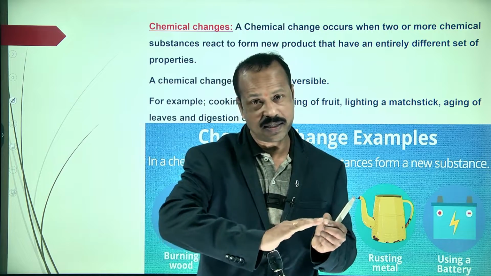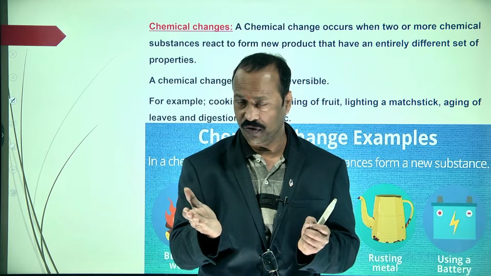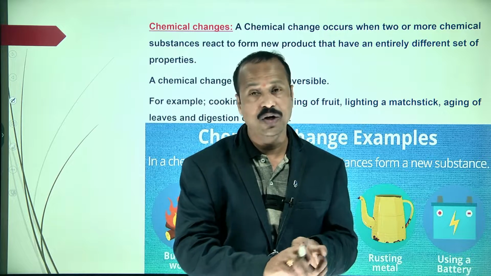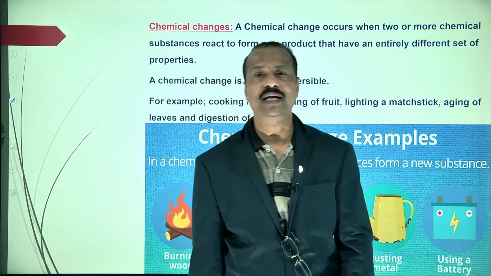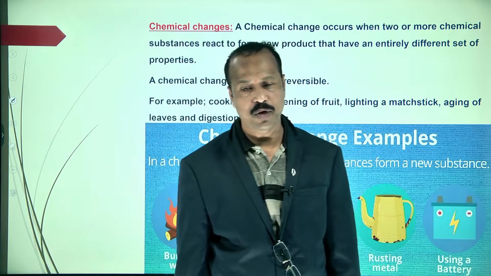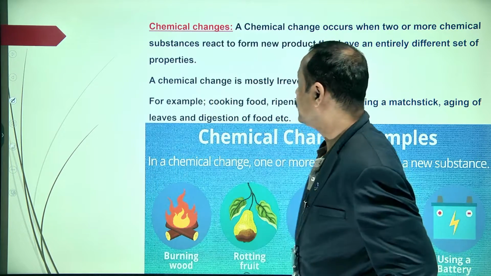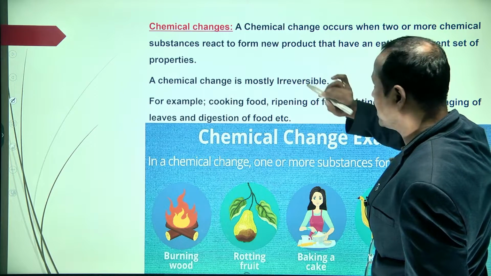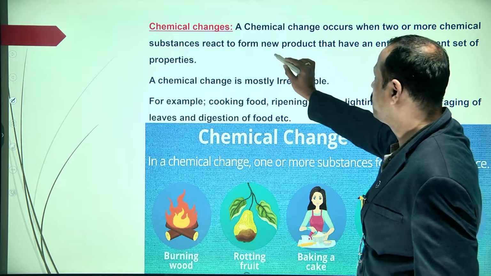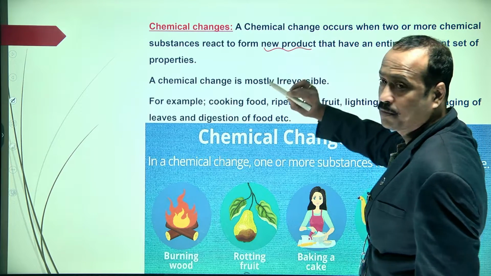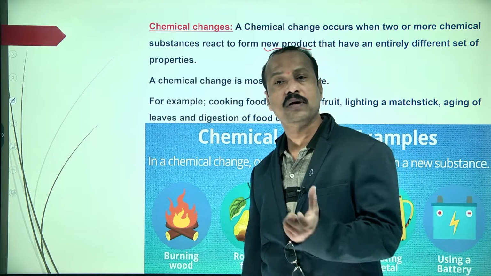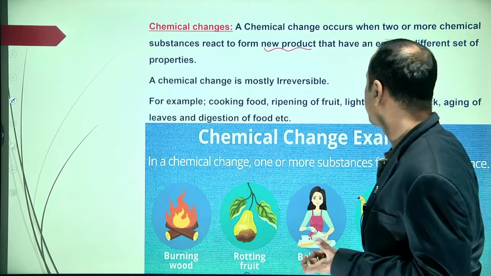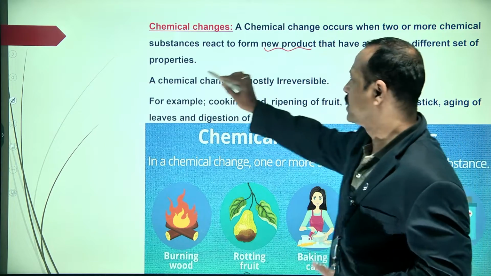Now once the raw rice is cooked, does it change again into raw rice? No, sir. So that is an example of chemical change. Here two or more substances are reacting to form a new product. For example, raw rice and water are combining and reacting to form the cooked rice, with an entirely different set of properties.